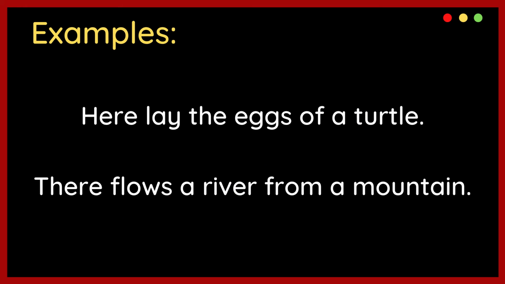In the first sentence, the object after the verb is eggs, which is plural. So the verb used in the sentence, lay, is in base form. In the second sentence, the object that comes after the verb is river, which is considered singular. That's why an S is added to the verb flow.